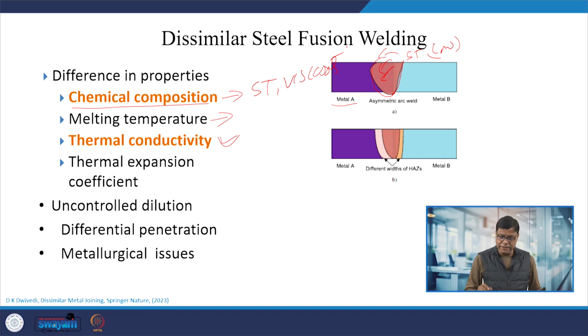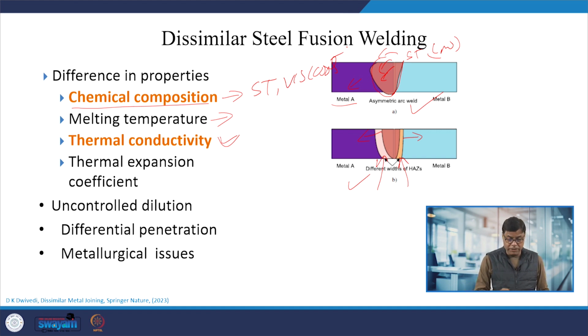Likewise, it is possible that the thermal conductivity of one metal is more, so it takes more heat and the heat transferred towards B is limited. There is another side to this: because of the difference in thermal conductivity, metal A is getting more heat as compared to the dissipation of heat towards B. So, it leads to a difference in the heat affected zone width. HAZ width is more on one side of the metal as compared to the other side. So, because of this difference in thermal conductivity and chemical composition, this leads to an asymmetric weld and different widths of the heat affected zone.